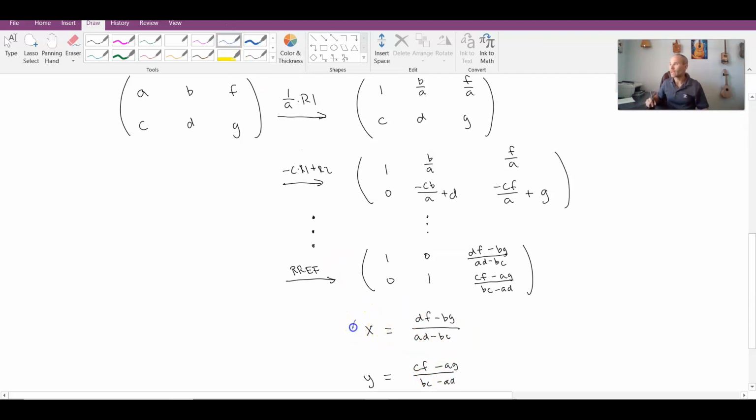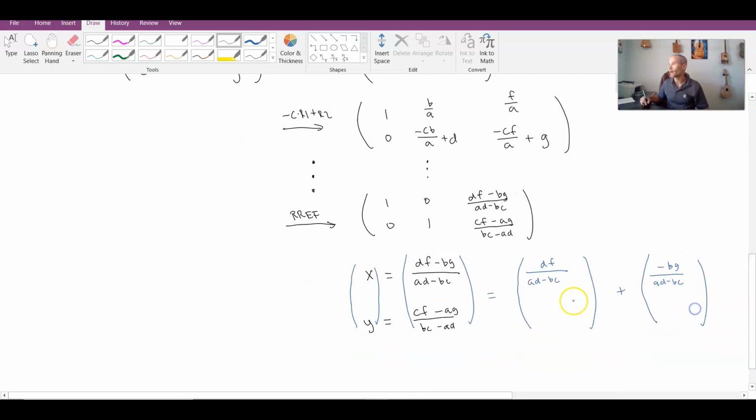Now what I'll go ahead and do is write this as an equality of vectors. What this really is, is my A inverse times my B matrix. So first I'm going to split this up into two pieces: DF over AD minus BC, and then another vector that takes on that residual, negative BG over AD minus BC. So I'm splitting that fraction up into two pieces.